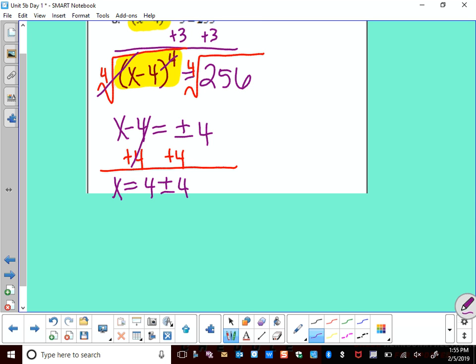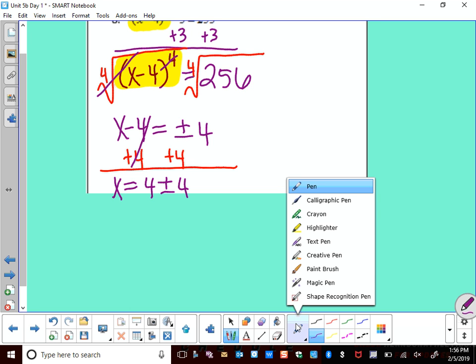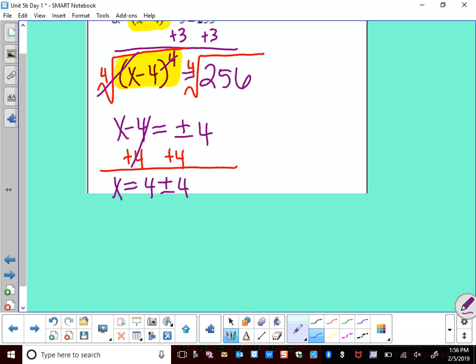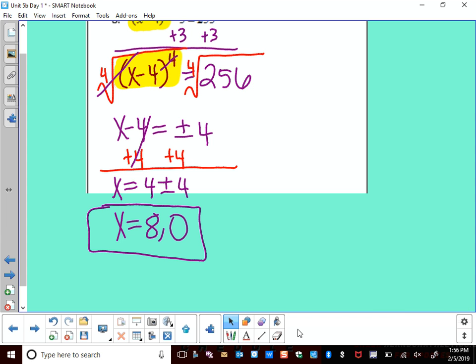This is not my answer. All I did was move this 4 over. That 4 is basically in front of that, so I did 4 plus or minus 4. Then my answer will be 8 where you have plus, so 4 plus 4, 8. And 4 minus 4, 0. When you're solving with plus or minus, you have to give 2 answers.